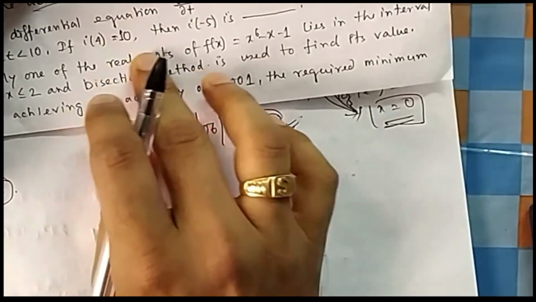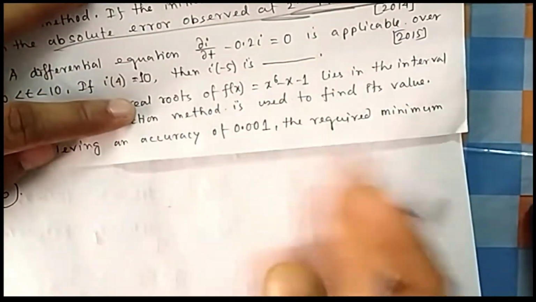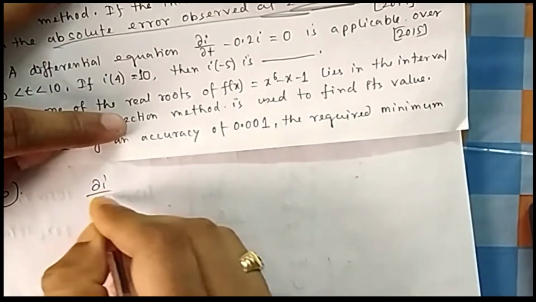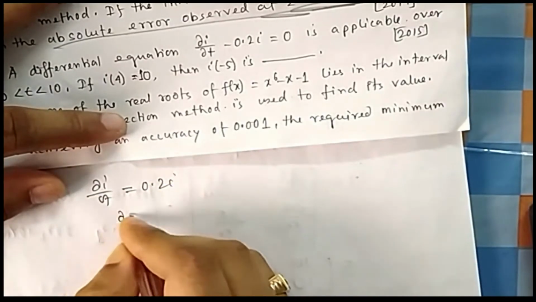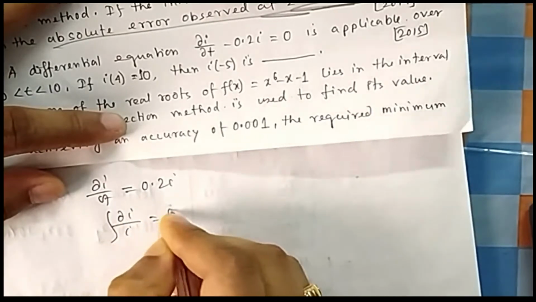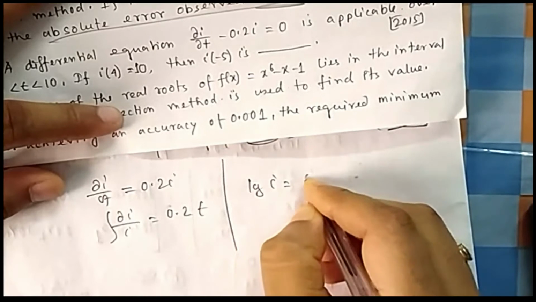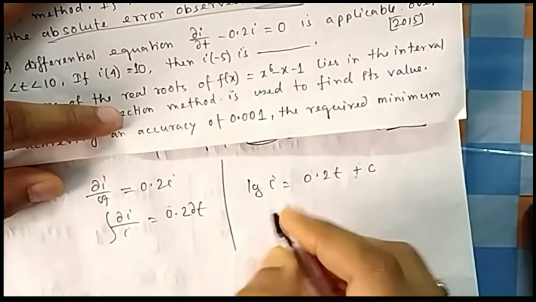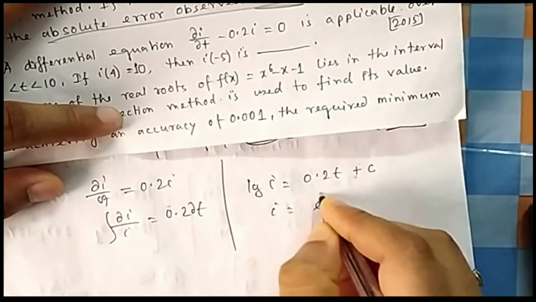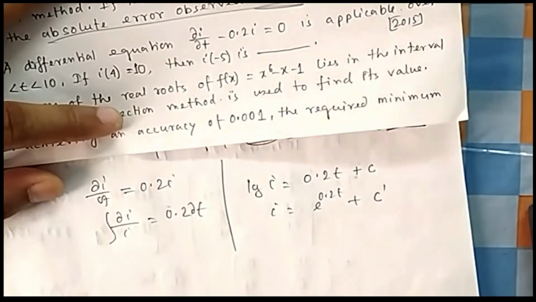The differential equation is applied over this. I4 is given, then find I5. They have not told you to solve by any method, Euler's method or whatever. You simply solve it by using normal variable separable. So if I take integration of dI by I and then 0.2t, if you solve it, it will be log I is equal to 0.2t plus c, or I is equal to e to the power 0.2t plus a new constant, which you can name e to the power c.